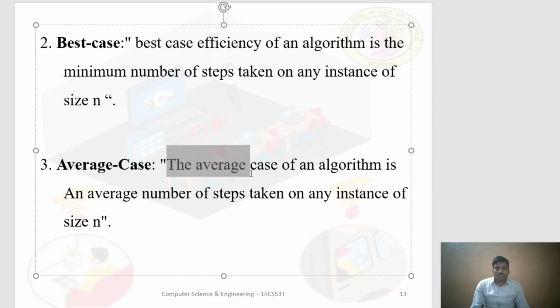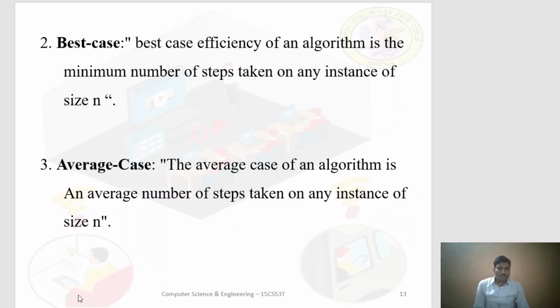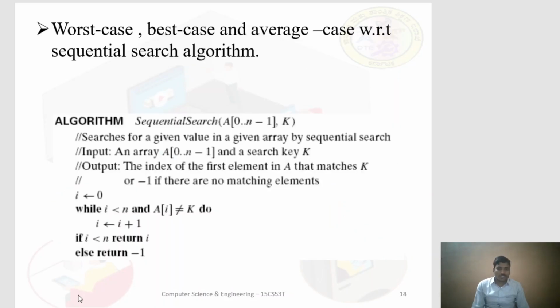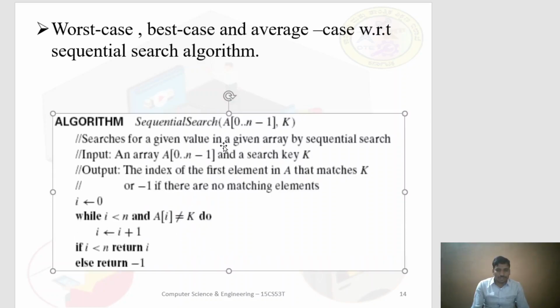That is, the average case of an algorithm is an average number of steps taken on any instance of size n. So, let us discuss these three cases with respect to one example. Let me take the example sequential search. So, here the pseudocode of sequential search is given.